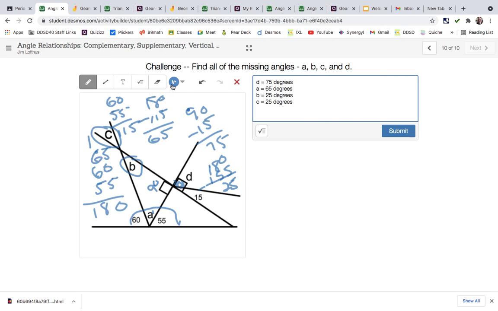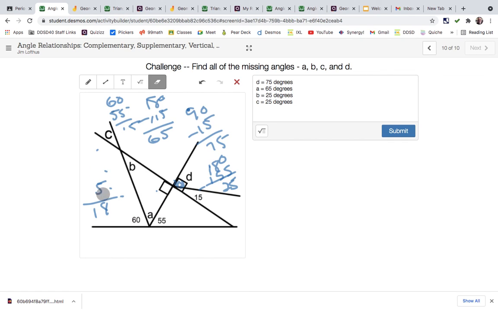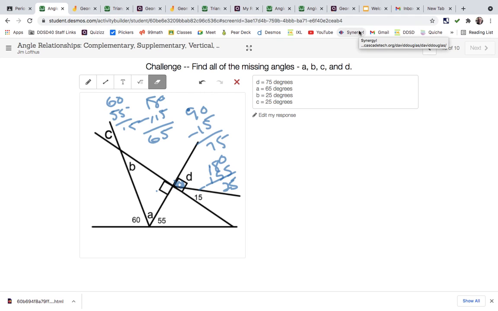Now let's see if there's anything else to explain on this one. The only thing that we hadn't talked about in class is that the sum of the interior measures of a triangle equal 180, which is what you needed to get to B. All right, so that is a recap for Monday, June 7th.